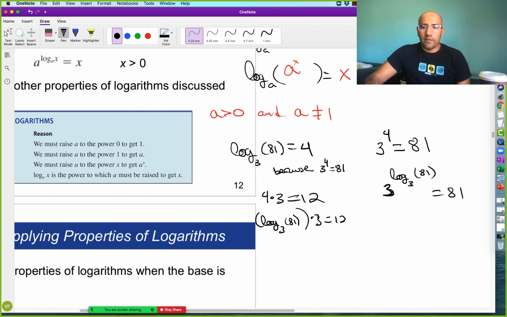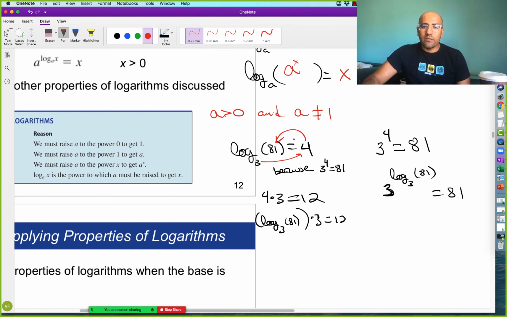Think of it this way. The reason it's an 81: log base 3 of 81 equals 4 because, thinking of our little circle here, 3 to this power equals 81.